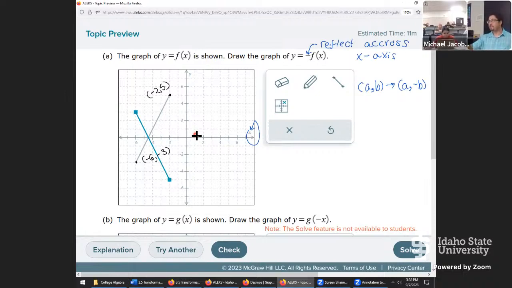An X-axis reflection means fold the paper and the black curve should line up with the green curve. Does that look about right to folks? Awesome. Yeah, to me visually, that looks very, very convincing.